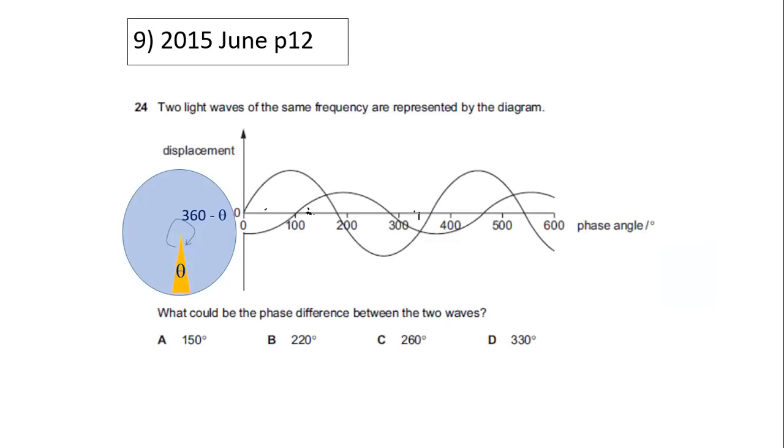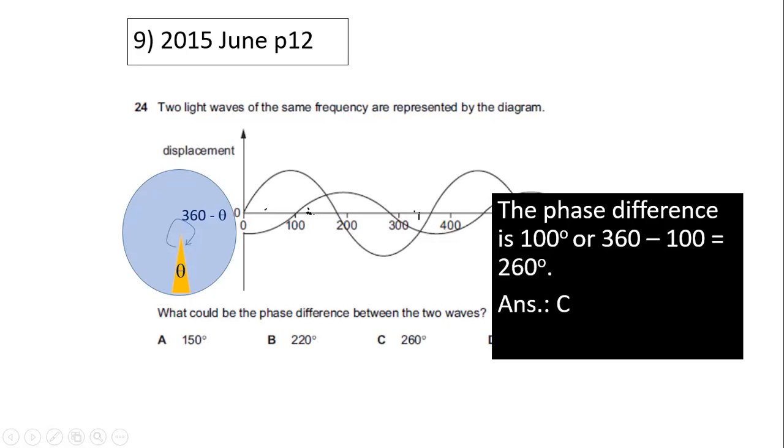This one you won't bother. Either you read this angle, or you read here and here. Same thing. They didn't ask you lead or lag. So either you read this angle theta or 360 minus theta, same thing. So the answer is C.